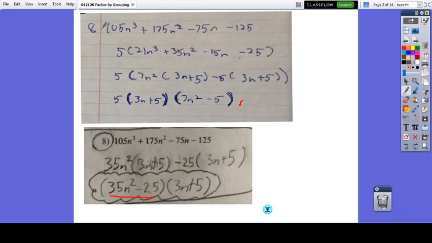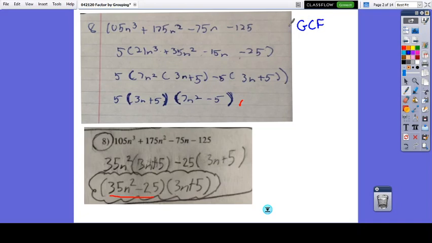So this very first one: 105n cubed plus 175n squared minus 75n minus 125. An interesting thing that happens here is that every term, even though there are 4 terms, and usually that means grouping, has a 5 in common. So the first thing you want to do in this problem is the GCF. This is also a reminder of what you're looking for. You always look for the GCF first.